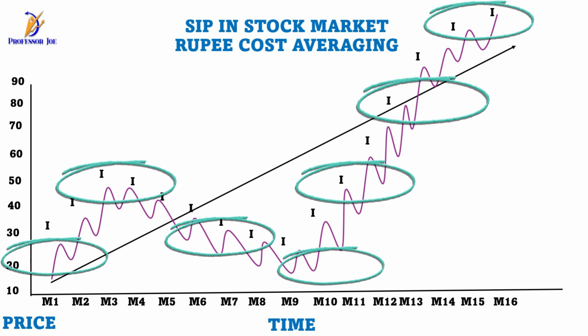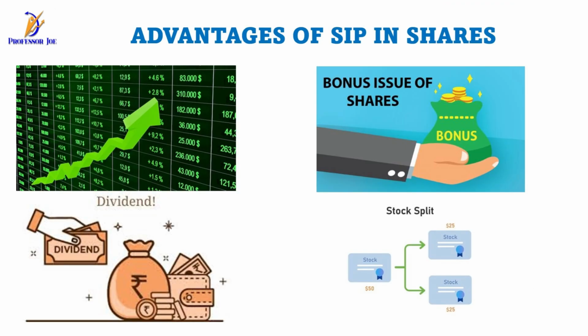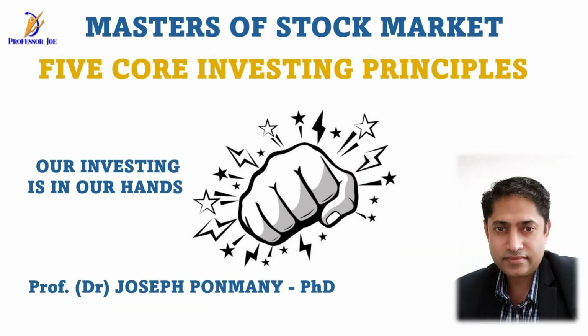There are many advantages to it. Number one, you get the advantage of the share price going up. Number two, you get the advantage of dividends. Number three, you get the advantage of stock splits. Number four, you get the advantage of bonus shares. So there are so many advantages to rupee cost averaging when you start investing directly into a very, very strong stock. Find the best stock and start investing in it.